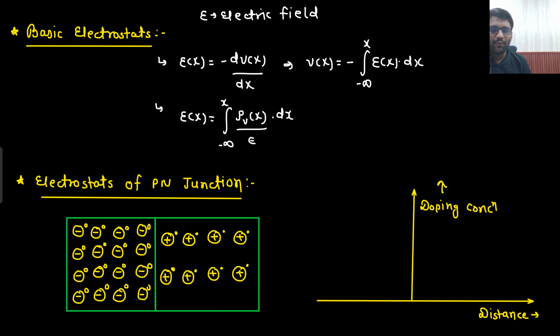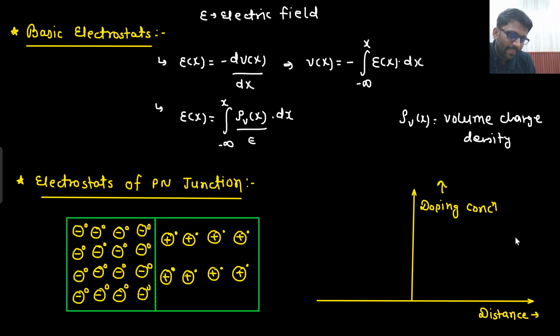What is the unit of rho v? What is this rho v x? Rho v x is volume charge density. Volume charge density. Okay, so what do you think? What will be the unit? Unit will be Coulomb per centimeter cube.